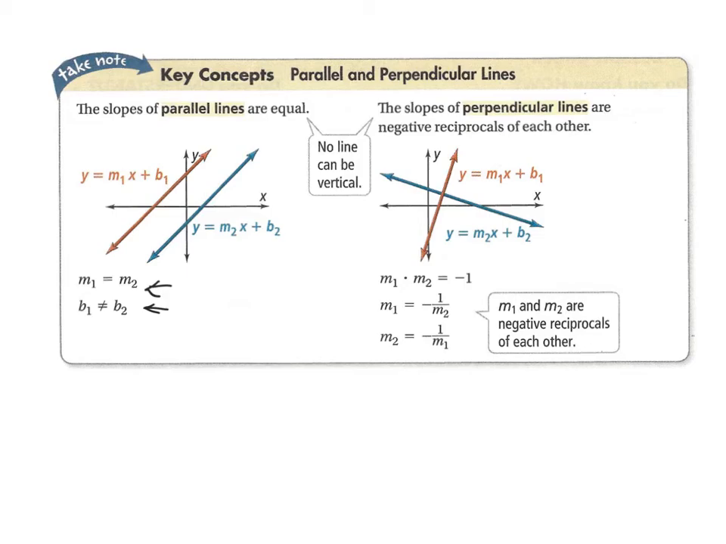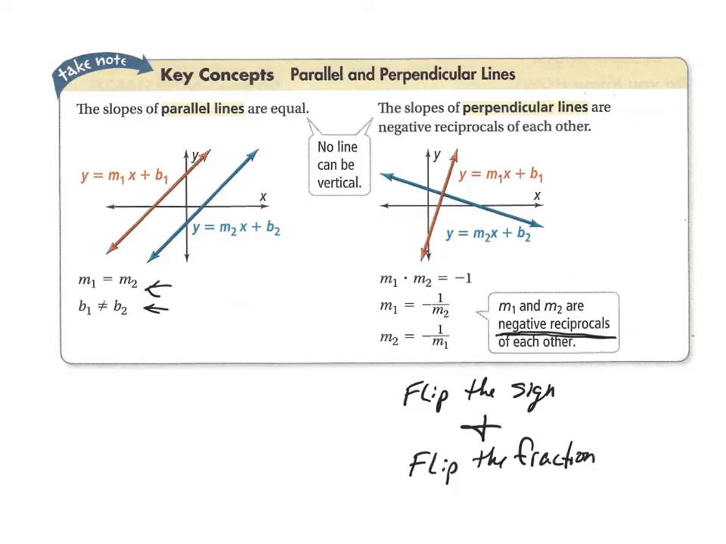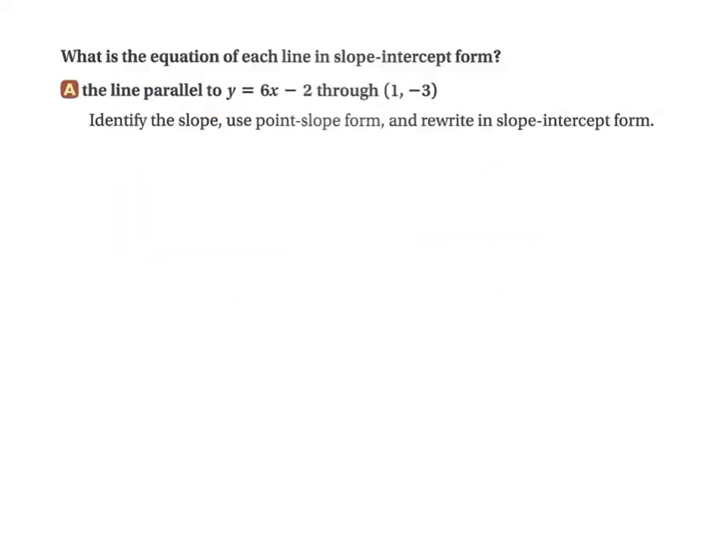And then perpendicular, the slope has to be negative reciprocals to each other. Negative reciprocals means you have to do 2 things to the slope. You have to flip the sign and flip the fraction. Flipping the sign is the negative part. You're changing the sign. Flipping the fraction is the reciprocal part. So if you do both of them, you've created a negative reciprocal. So let's do an example.